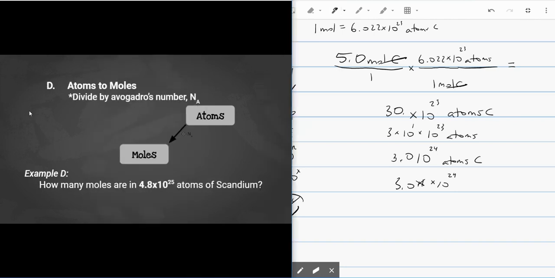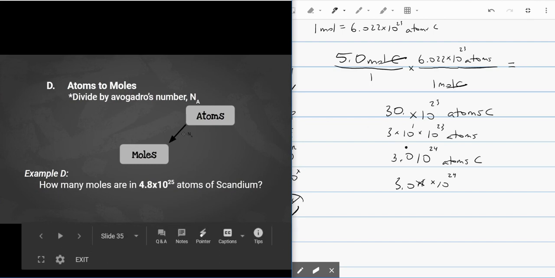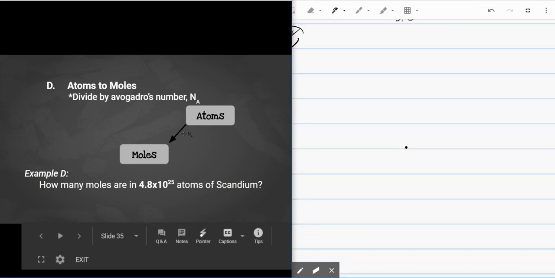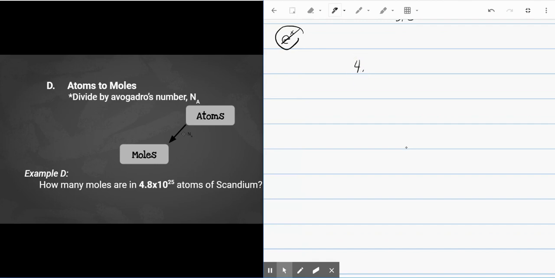Let's do the next one. Opposite of that, if you're given how many atoms are in a sample and you want to know how many moles there are, you're going to write the number that's given. So we're going to write that 4.8 times 10 to the 25th. And I can tell right away by this exponent, it's going to be more than 1 mole, because 1 mole is to the 23rd. Okay, but I have that many atoms of scandium over 1. So I'm just writing the number that's given, writing the units and the element that are given.